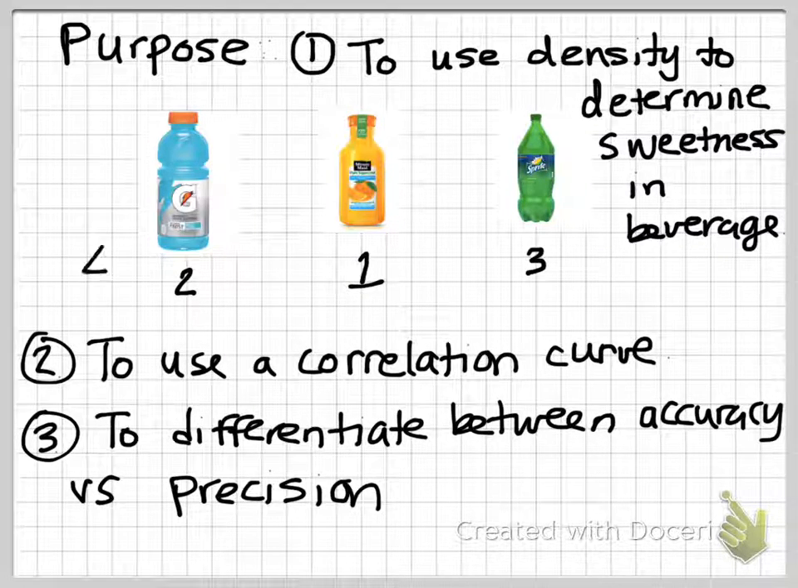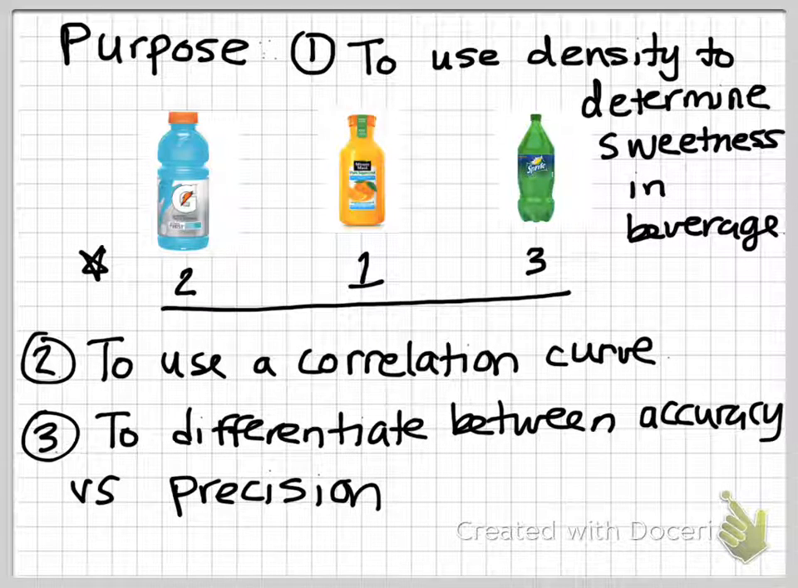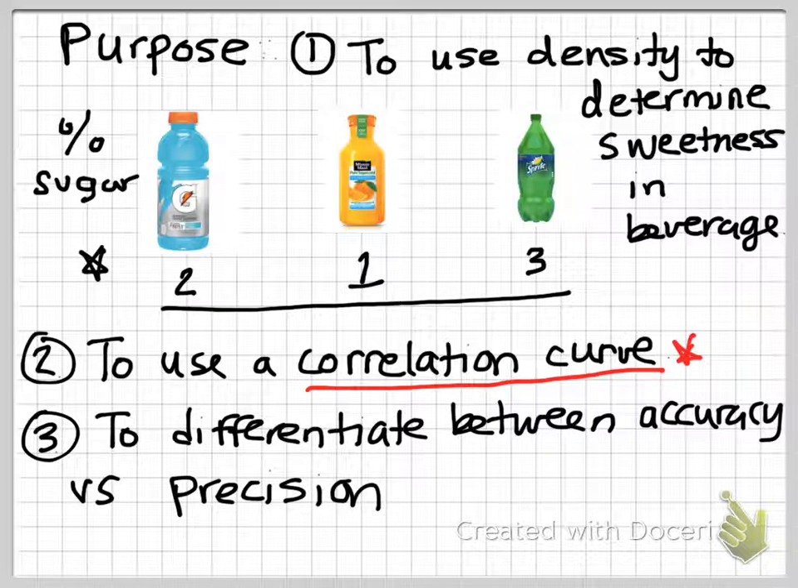But this is your prediction. This ranking is based on your personal experience. So we're going to test our hypothesis against some calculated values in the lab. We want to see if we can figure out, using density, the percent sugar in each of these beverages and compare that to what we know from personal experience. In this lab, we're going to use a correlation curve to help us do that. You will not be tested on the correlation curve, but we want to give you some experience on how to use it so that if you see it in the future, you know what it means.